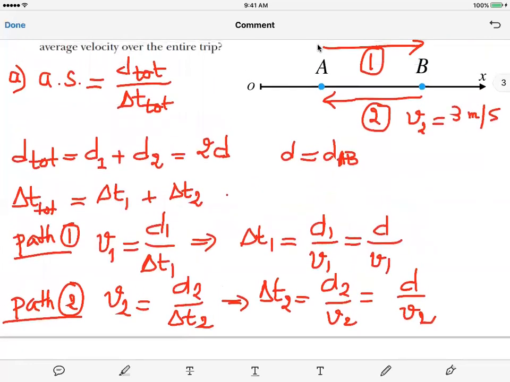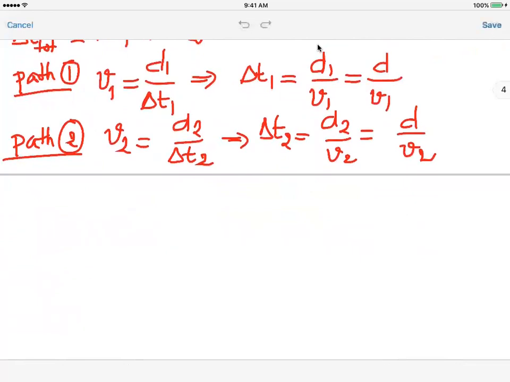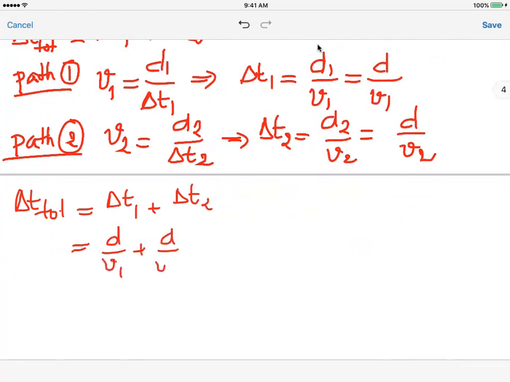So we still have to determine what delta t total is, but now it's very easy. You just have to sum up: delta t total is delta t1 plus delta t2. So it's equal to d over v1 plus d over v2. We take a common denominator, so v1 multiplied by v2, and we end up with v1 plus v2 in the numerator.